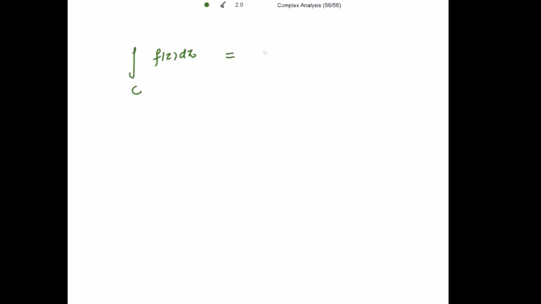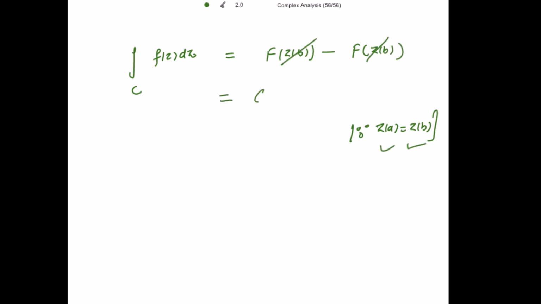So this is further equal to F of ZB minus F of, okay, what is ZA? It is equal to ZB. Yes. So I am writing here F of ZA as F of ZB only, because these two are equal. So these two cancel out and we get the value to be 0. Therefore, the integral of f of z dz along the closed contour C is equal to 0. Hence the result.